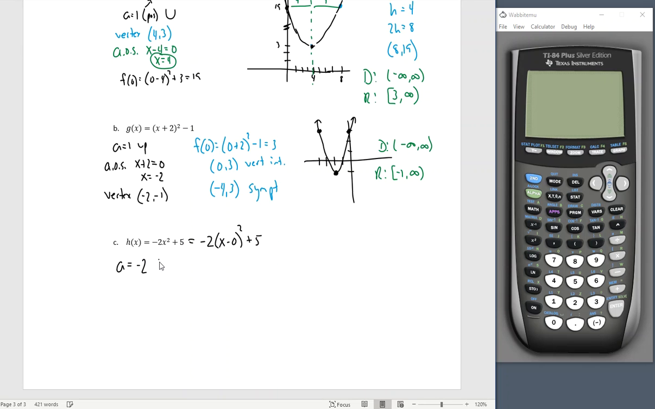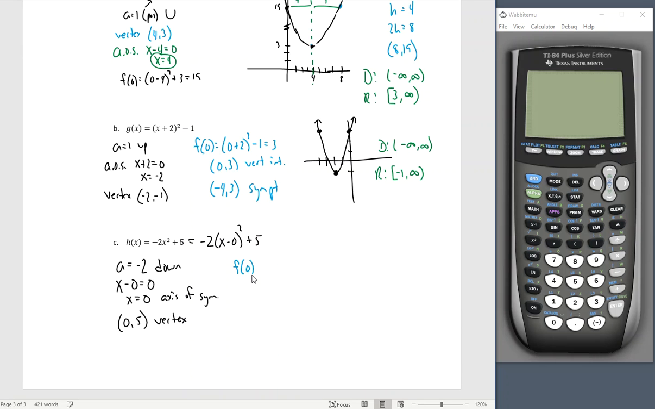A equals -2, so my graph faces down. This x is by itself, so when I do x minus 0 equals 0, I get x equals 0 for my axis of symmetry, which tells me my vertex is going to be at 0, 5. Fantastic. 0, 5 vertex. Yes, sorry, I got lost there.